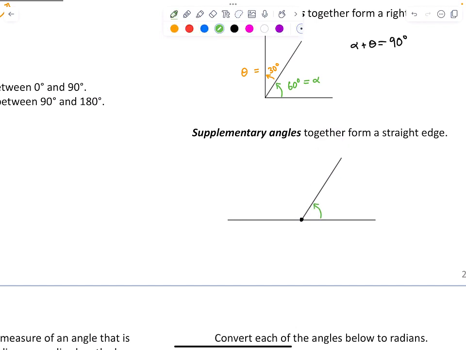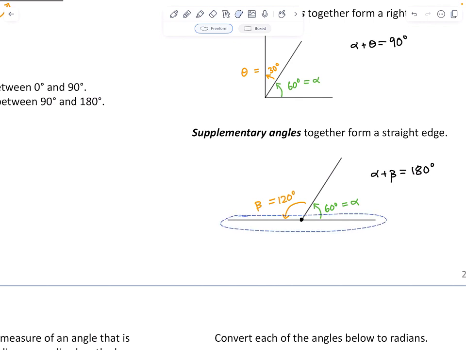So if this first angle is 60 degrees, let's call this alpha again, then the supplementary angle would need to have a measurement that would effectively take us halfway around a circle, which is 180 degrees. We've already done 60 degrees with the green angle, and so the remaining number of degrees would be 120 degrees. Let's call this one beta. And two supplementary angles must add to halfway around the circle, which is 180 degrees, thus forming this straight edge.